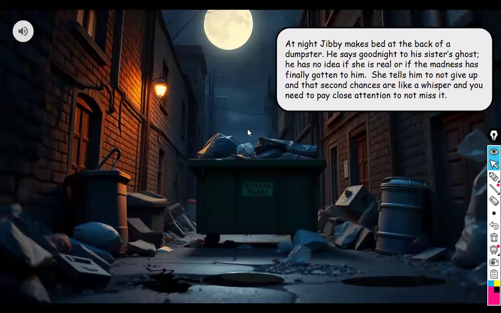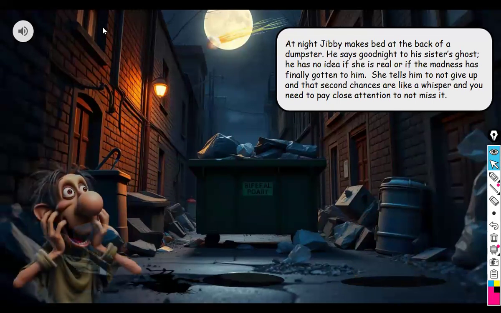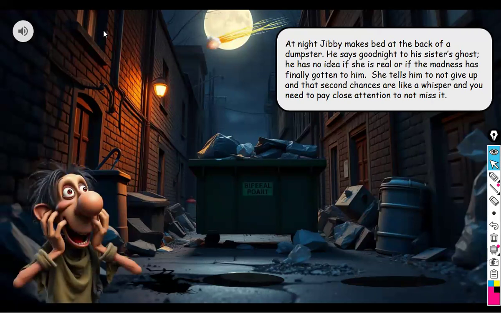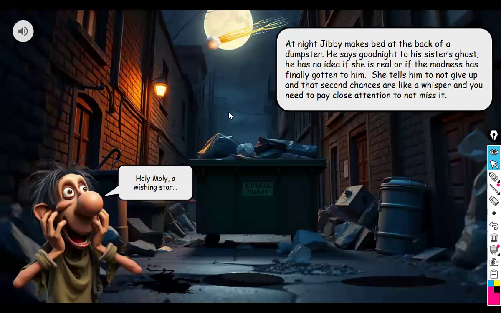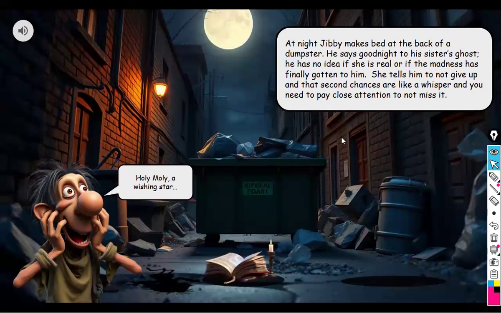As you all know, AI isn't perfect, right? So Jibby sees a wishing star and he makes a wish. If you all look at the top of the screen there, you'll see a shooting star. And the wishing star, a magic book appears. So you'll see what happens when he reads the book.